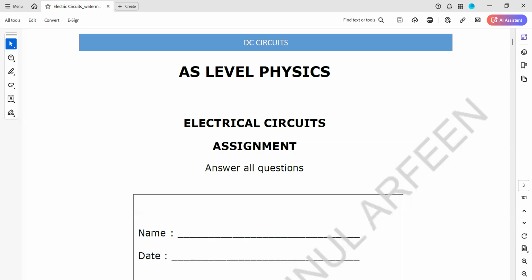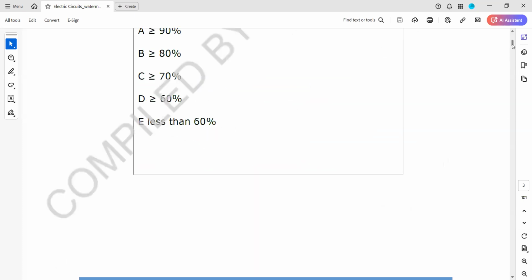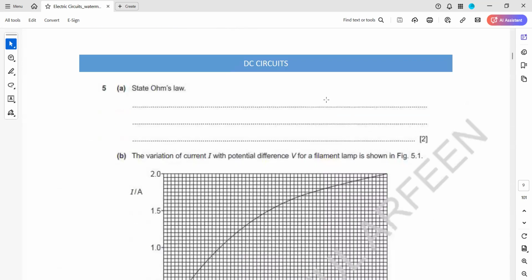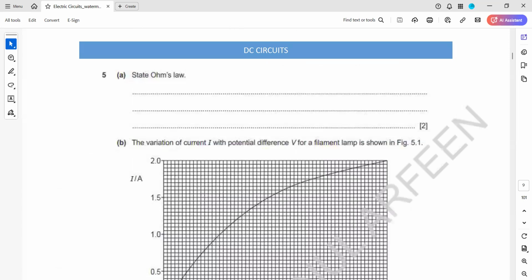So this exercise is related to electrical circuits. The first 8 pages we have already discussed, so I will start with page 9. On page 9, first we have to state Ohm's law. What is the statement of Ohm's law? According to Ohm's law, voltage is directly proportional to current for a constant resistance.